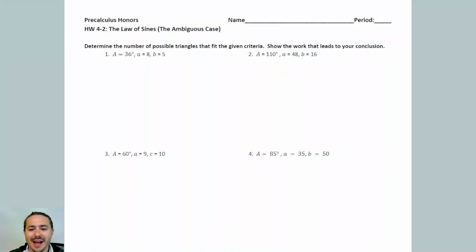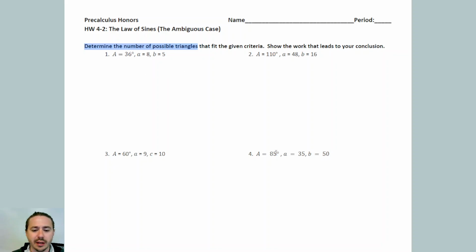Hey y'all, welcome back. Today we're looking at the last scenario that we can solve with the law of sines, the angle side side, the infamous ambiguous case. And first, what we're doing here on the homework is determining how many possible triangles there are. As we talked about in the lecture, there's either going to be 0, 1, or 2 possible triangles.